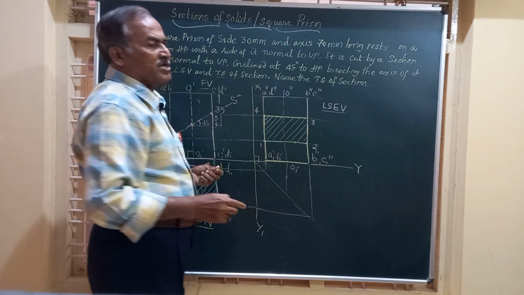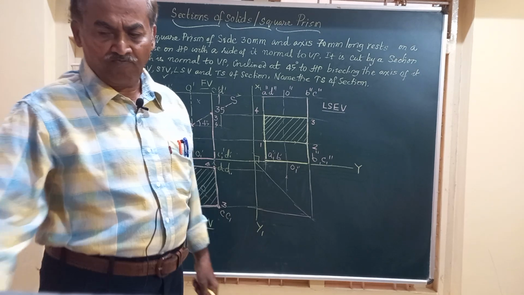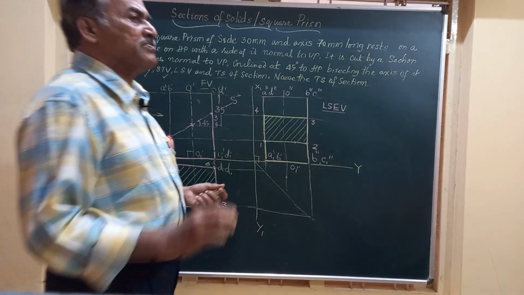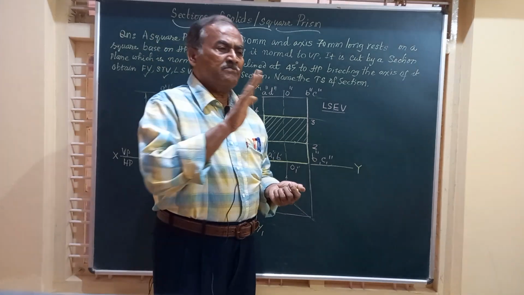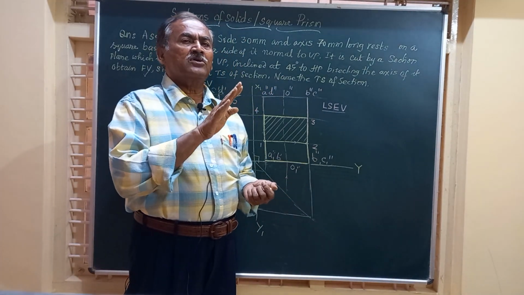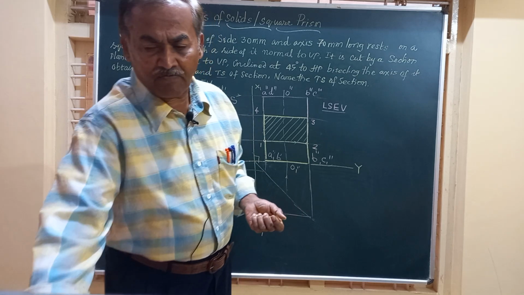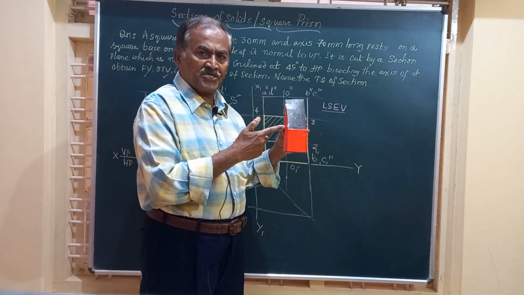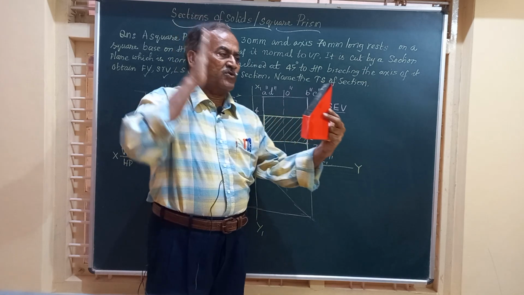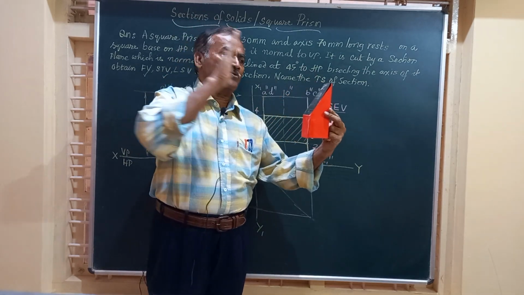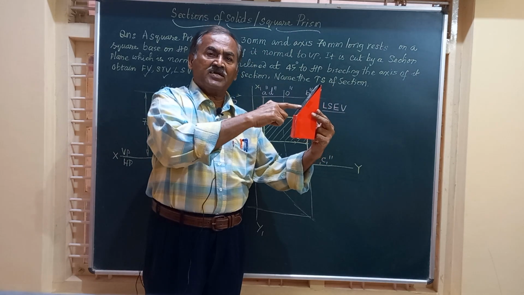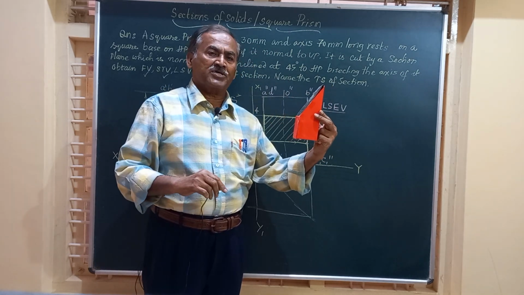What is the true shape of the section? Friends, what is the meaning of true shape? True shape is the mirror image of the cut portion of the object. Friends, for example, you have this cut section, as you can see, and if you hold a mirror parallel to that section, the mirror image of that cut section is the true shape.